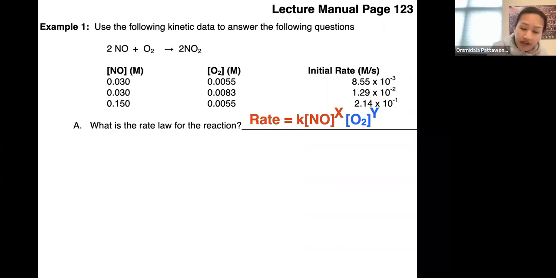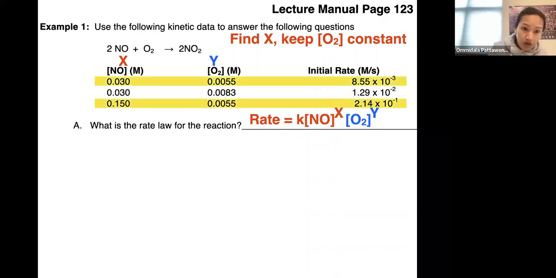On the exam, you cannot leave me just this, because it tells me nothing about the relationship between concentration and rate. You need to find the order of reaction, X and Y. To find X, first we keep oxygen constant. So we are going to choose experiments 1 and 3.